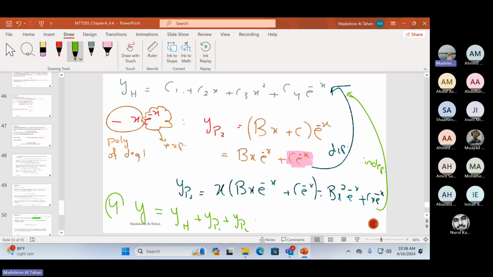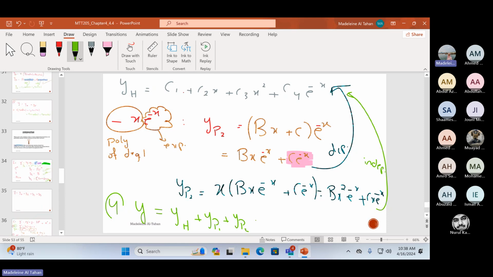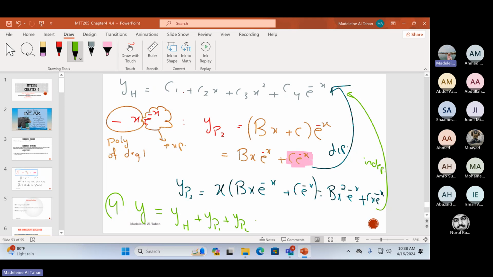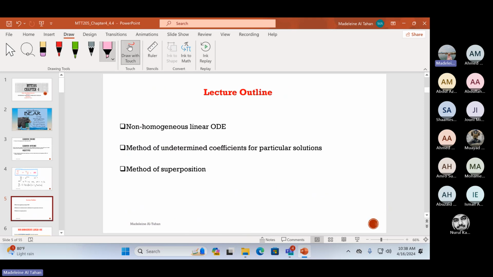Any questions? Okay. Let's go back to our main objectives and check if we covered them. We discussed the non-homogeneous linear ODE. We talked about the methods of undetermined coefficients. We compared them and we checked how we remove the dependency. We will multiply by x. And we talked about the method of superposition.